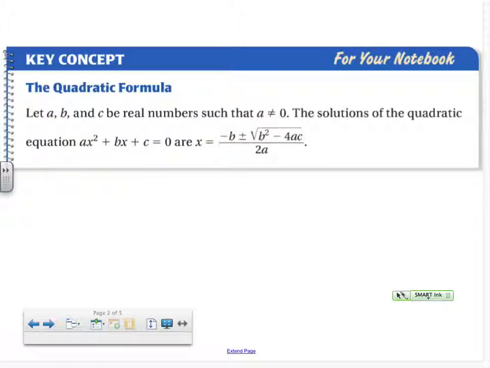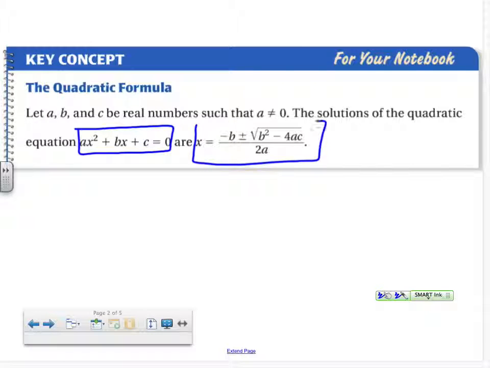Okay, the quadratic formula. When our quadratic is in standard form, very important it's in standard form, there is a formula that was developed that allows us to find the solutions, or the roots, or the x-intercepts. And that is right here. X equals negative b plus or minus the square root of b squared minus 4ac all over 2a.